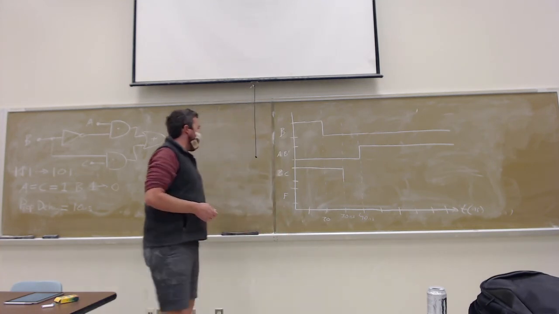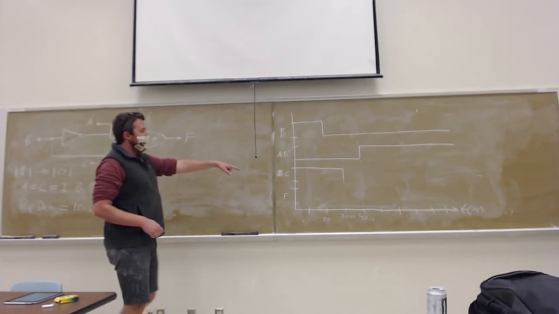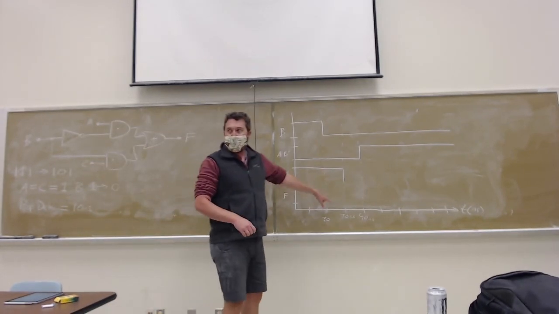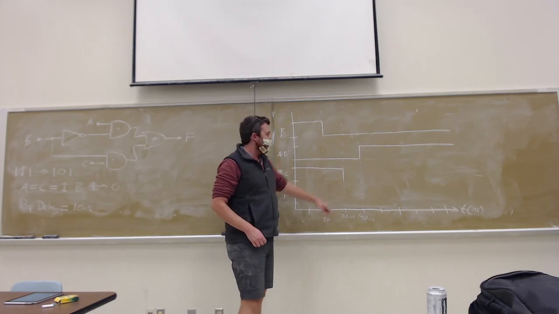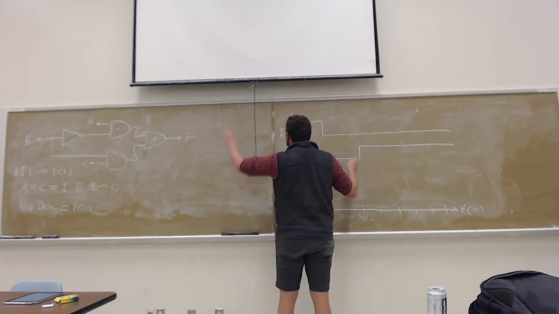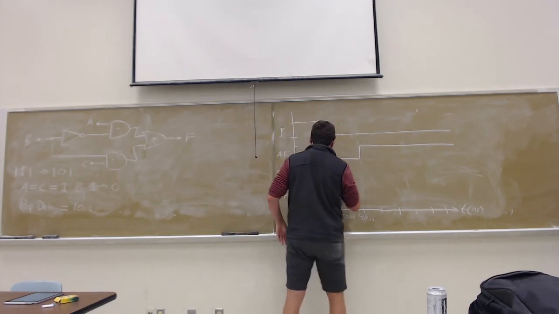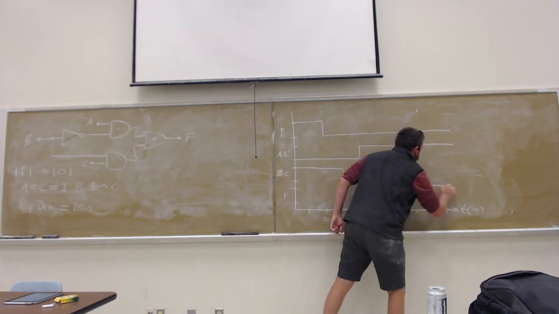Okay. All right. So BC switched over at 30 nanoseconds. Is everybody with me? Why that happened? All right. So it's going to switch before AB prime does because AB prime is of course dependent upon that inverter.